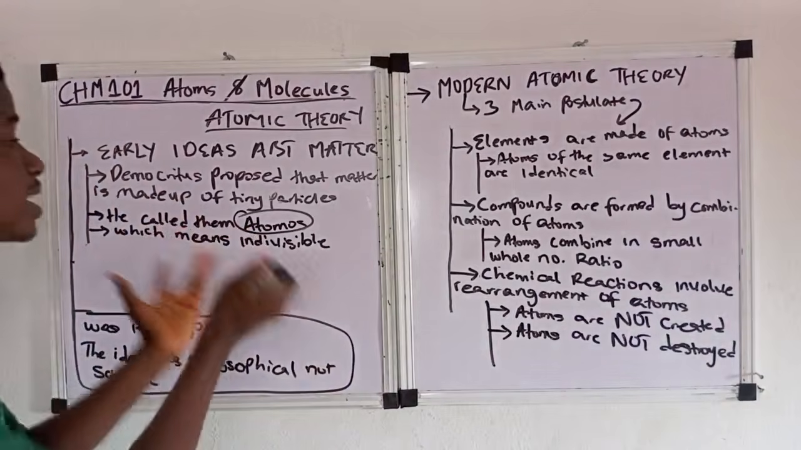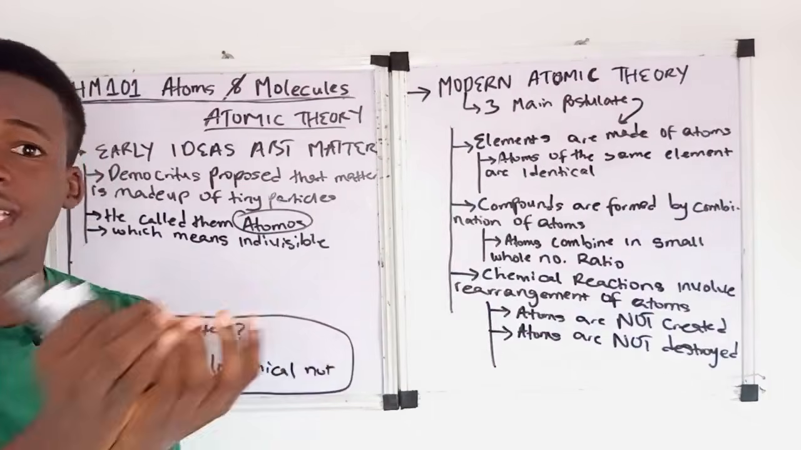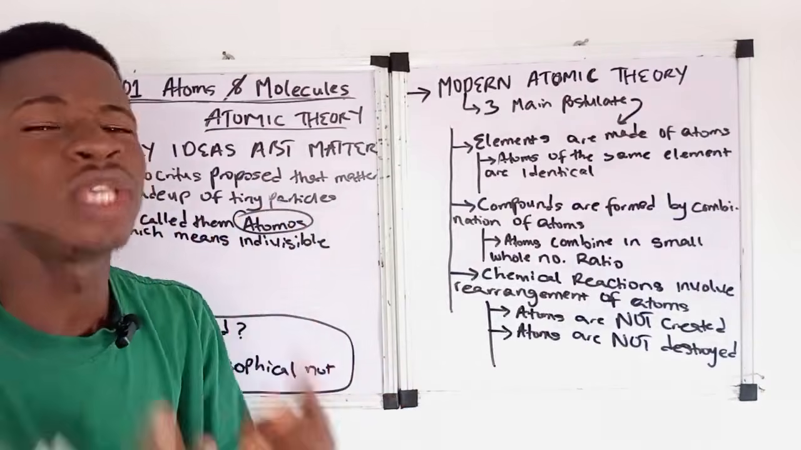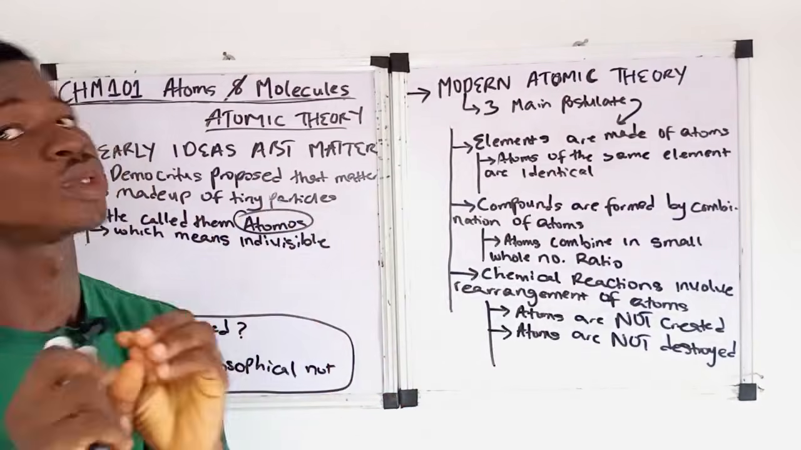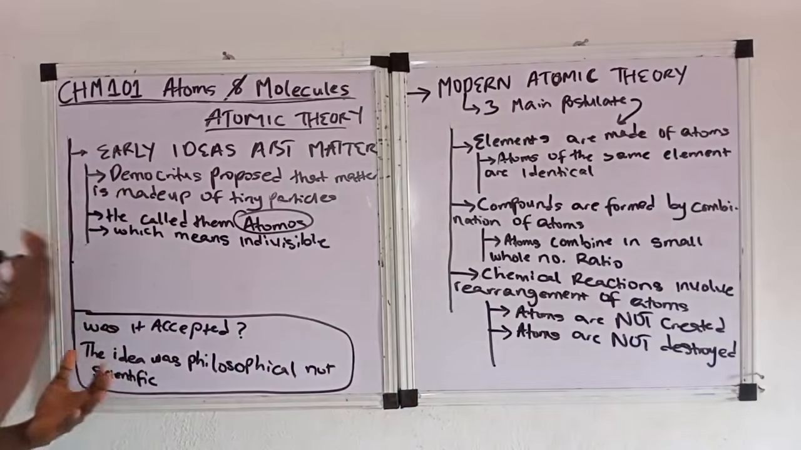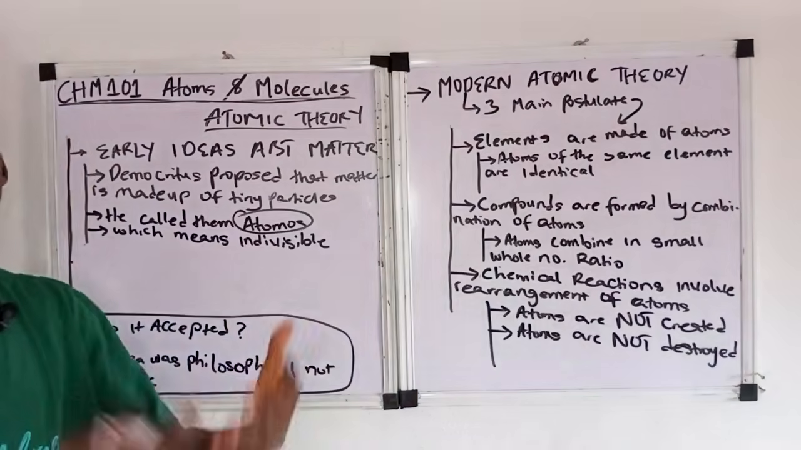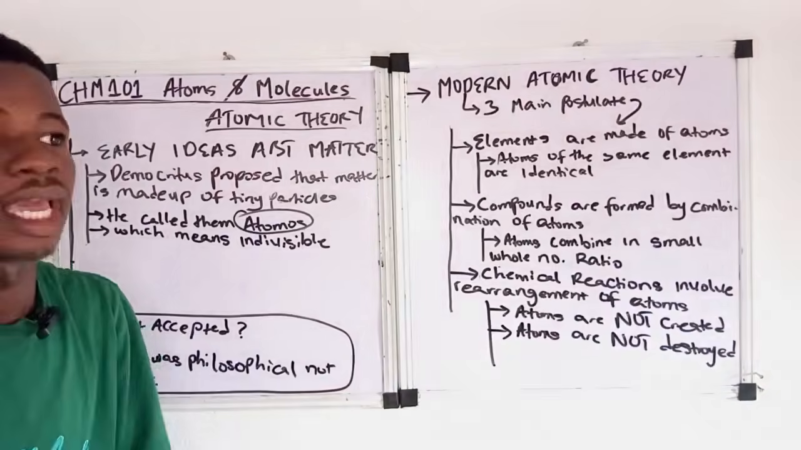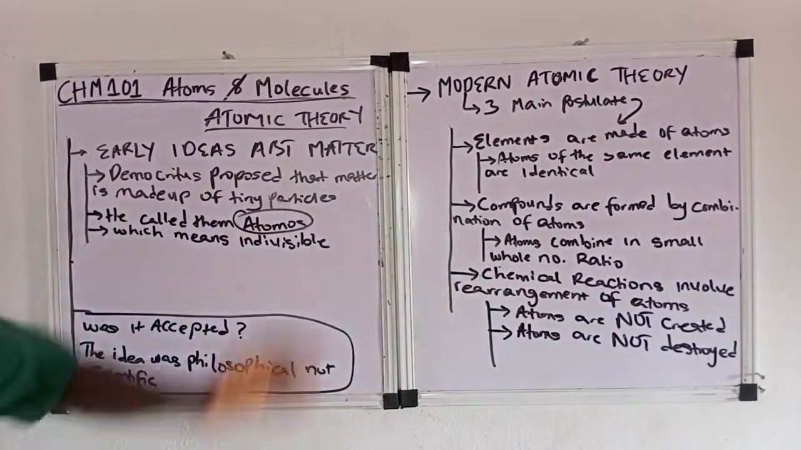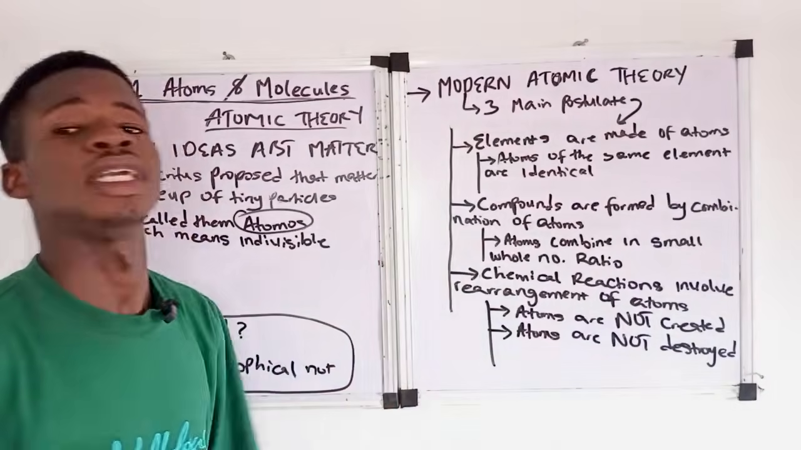This idea that matter is made up of tiny indivisible particles was not proven experimentally, which is why it was not accepted. The idea was philosophical, not scientific. It was not accepted by scientists or by other persons like Aristotle, Plato, and all. Now let's move to the next part, which is the modern atomic theory.